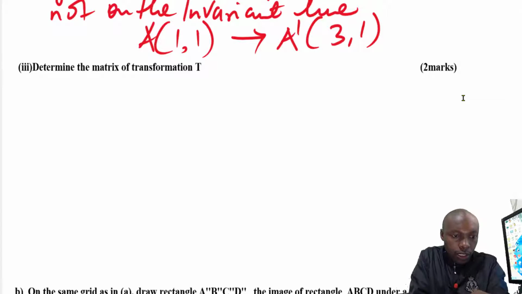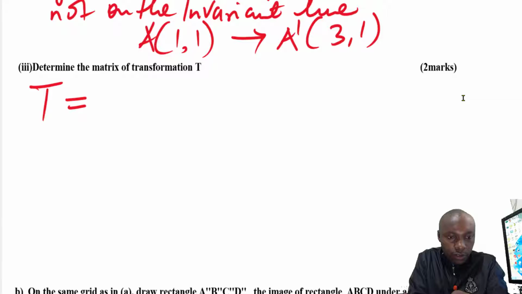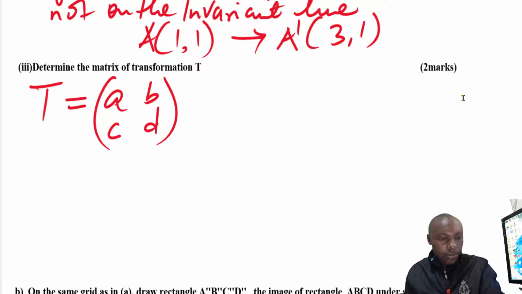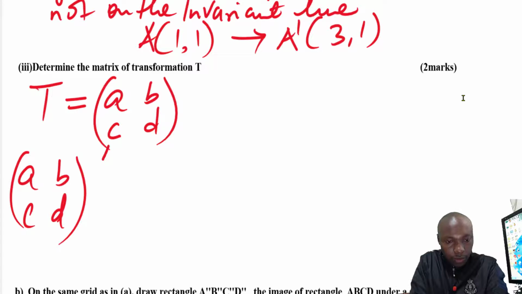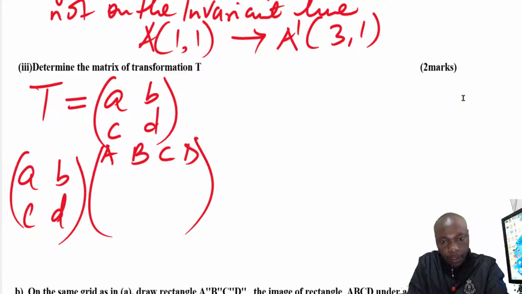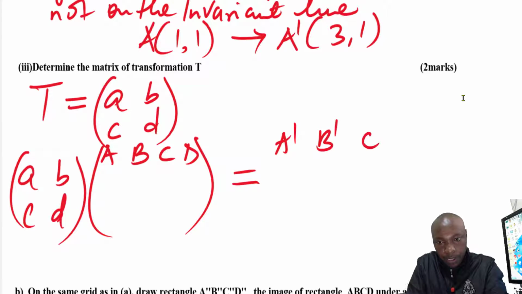Now, because we don't know this transformation, we can let that transformation be given by the matrix a, b, c, d. Let's let it be that. And then when we get the image point, we pre-multiply with the matrix of transformation. So if we take this matrix of transformation, and then we multiply by the matrix with entries A, B, C, D, that should give A prime, B prime, C prime, and D prime.